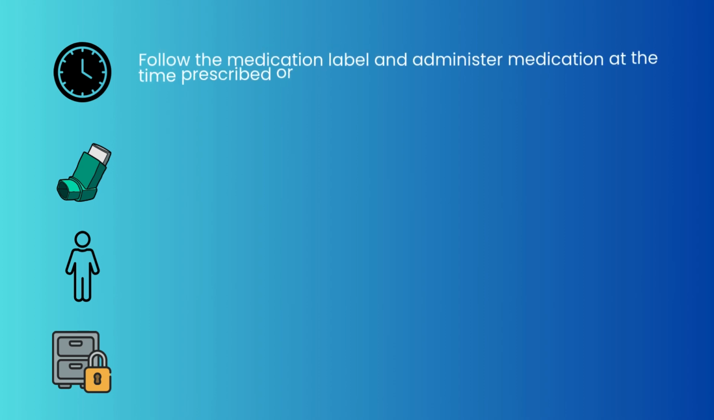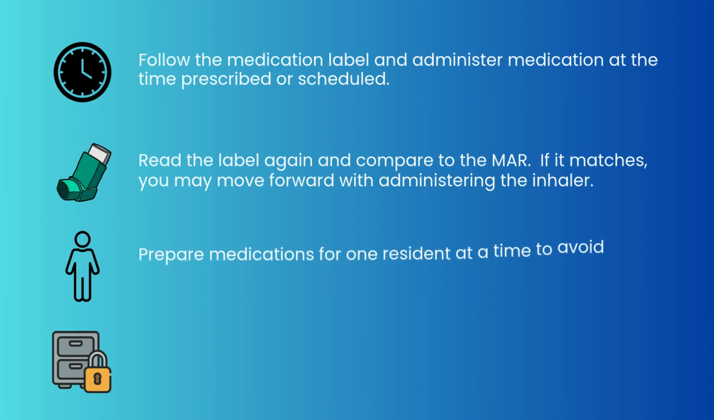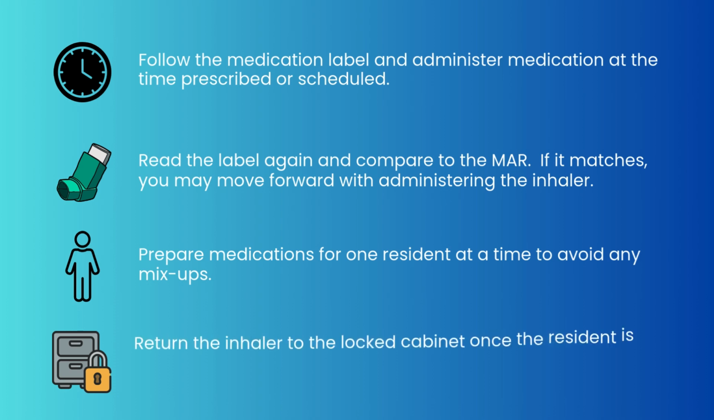It is important to follow the medication label and administer the medication at the time prescribed or scheduled. Read the label again and compare it to the medication administration record. If it matches, you may move forward with administering the inhaler. Prepare medications for one resident at a time to avoid any mix-ups. Return the inhaler to the locked cabinet once the resident is done using it.